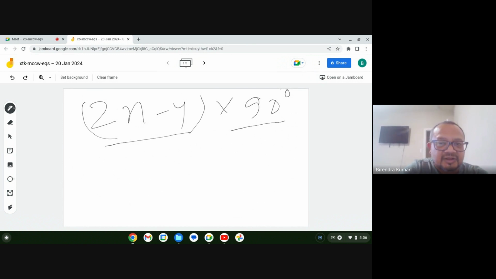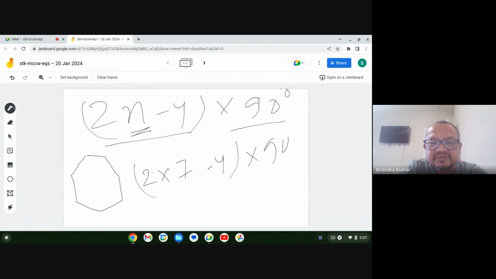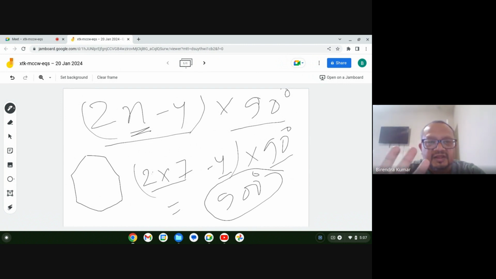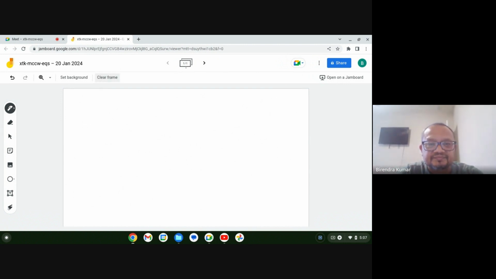If I'm talking about a heptagon which has, let's say, 7 sides, what is the total angle? I'll just replace this n with 7, and that is what the angle would be. And it can never change. So this will be the total angle inside a heptagon. So this is 2 into 7, 14 minus 4, 10 into 90, 900. Any heptagon, meaning any shape which has 7 sides, will never ever have an angle sum more than or less than this. So this is what we have learned so far.